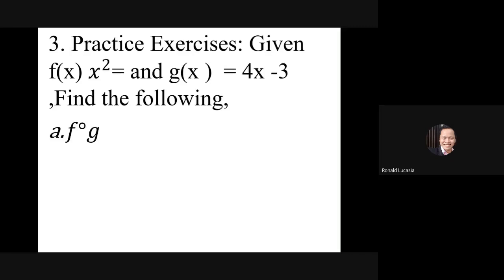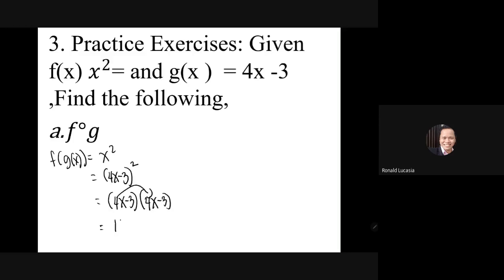Okay, so let us see. So f composed of g will be equal to f of g of x. Our f of x here is x squared, so we will be evaluating our f using g. And our g is 4x minus 3. This will be 4x minus 3, and do not forget the square. So 4x minus 3 squared is the same as 4x minus 3 times 4x minus 3.